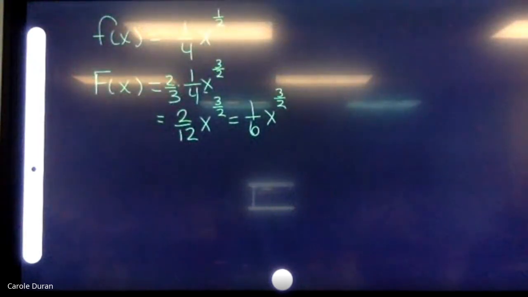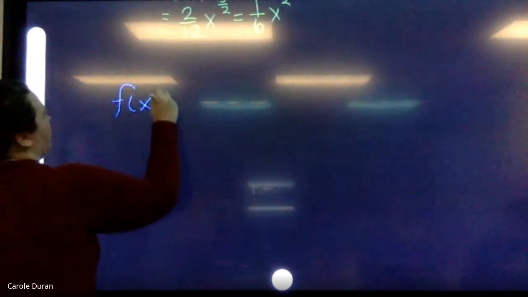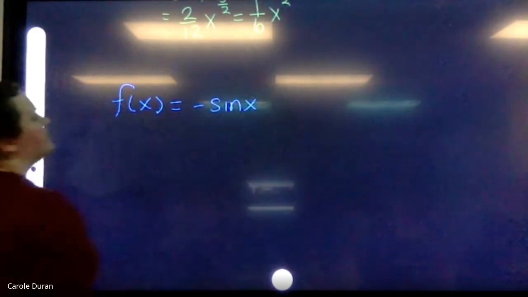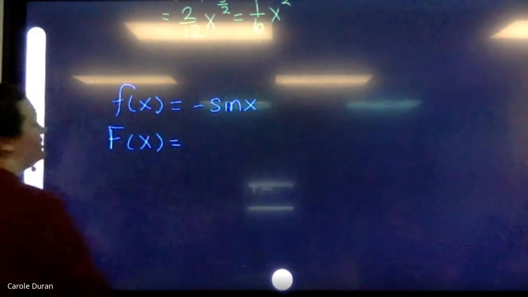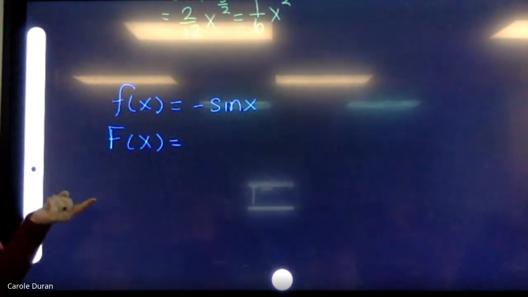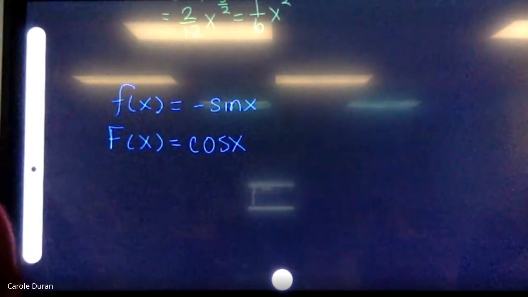Are we all okay with that? Anybody super duper confused by that? No, we're okay. So then what if I give you a different one? Let's say that my f of x was equal to negative sine of x. And I wanted to know my original function. Cosine. What do I take the derivative of to equal negative sine of x? Cosine. There is no magic trick here. You're going to have to know those derivatives forwards and backwards.